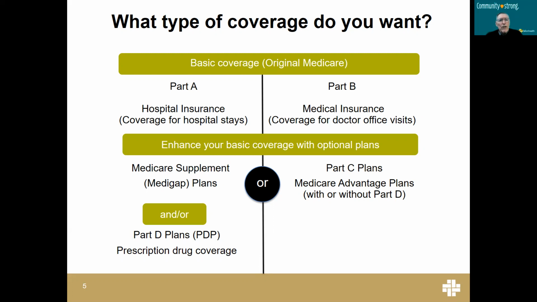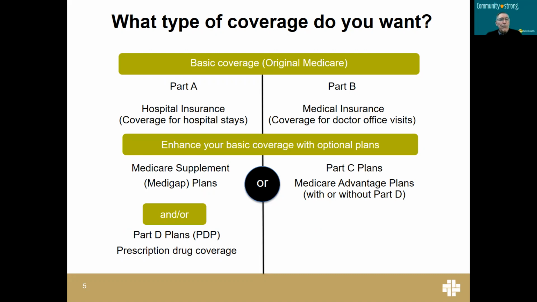Now let's take a quick look at this particular slide. At the top, you see basic coverage. That's also known as Original Medicare. Now with Original Medicare, you have basically 80% coverage by Medicare. There are some deductibles. For instance, the hospitalization deductible is $1,484. The Part B is the medical services, and that has an annual deductible of $203.